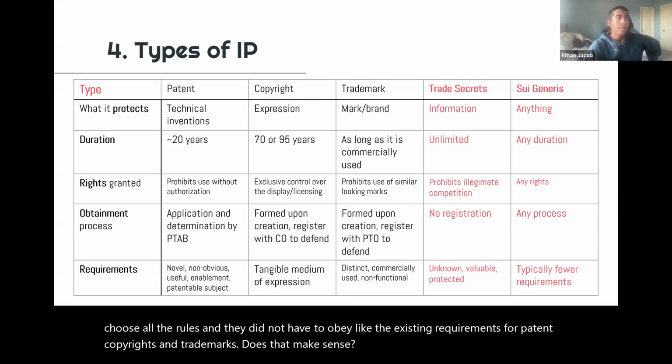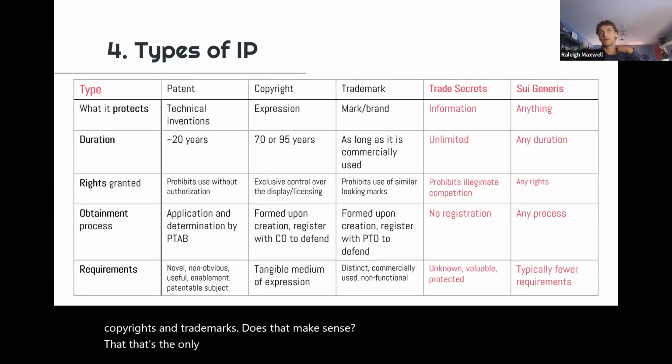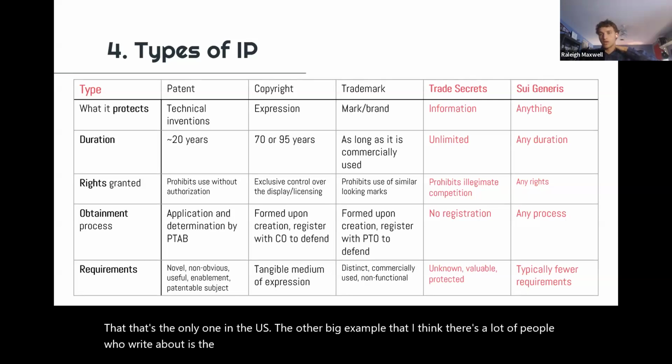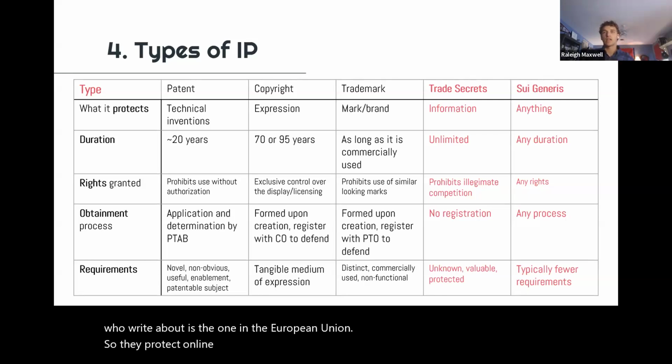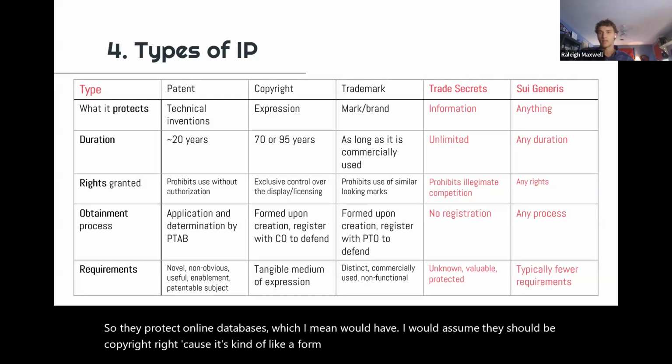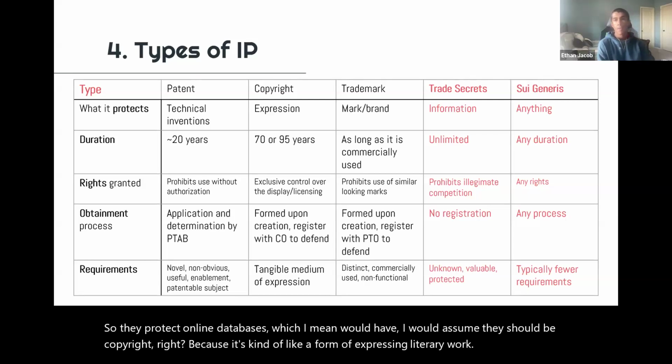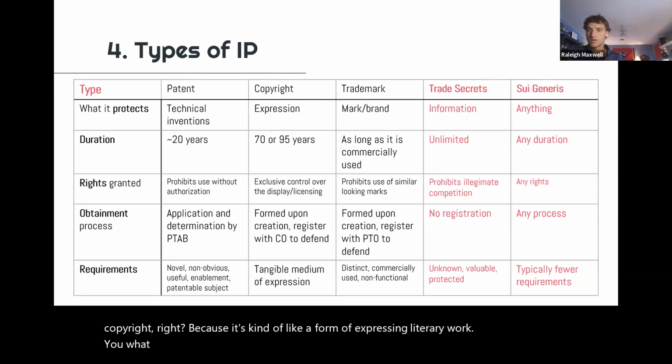Is there another example you know though? Is that the only main one? That's the only one in the US. The other big example that I think a lot of people write about is the one in the European Union. They protect online databases, which I would assume should be copyright, right? Because it's a form of expressing a literary work. I know the idea on open case list. I remember finding something about those EU databases on open case list.